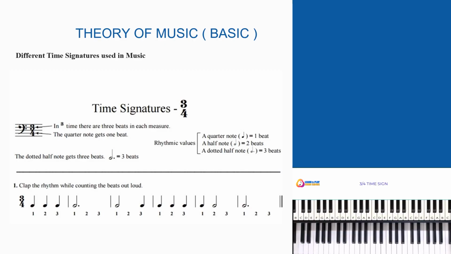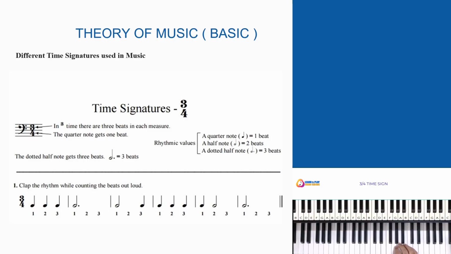Let's play and see using any note. Let's just say I take an A note. So I play 1, 2, 3, 1, 2, 3. That is the 2 bars I played. Next I am playing bar number 3, that is 1, 2, 3.